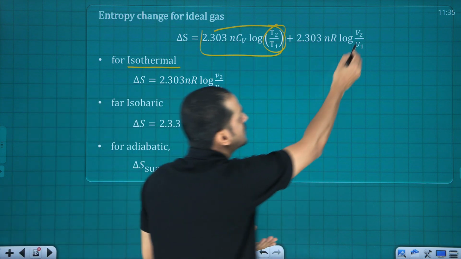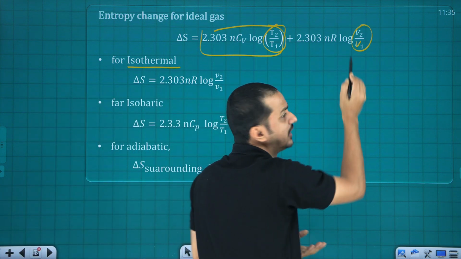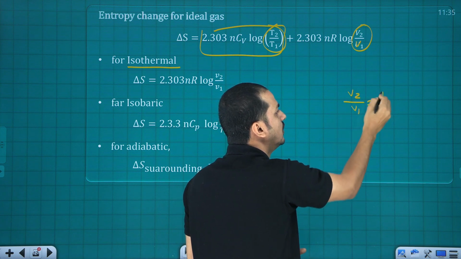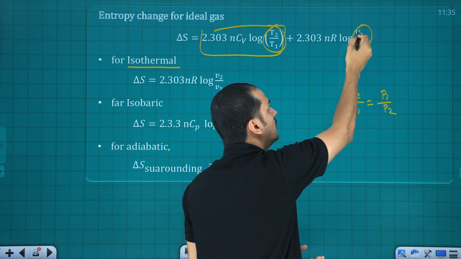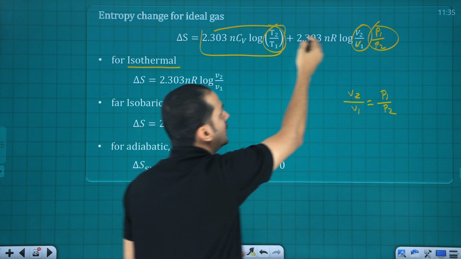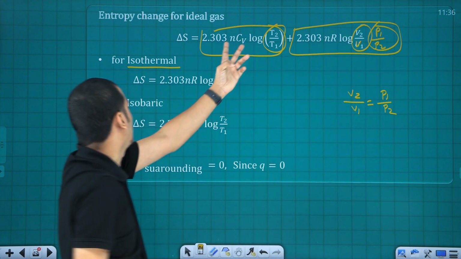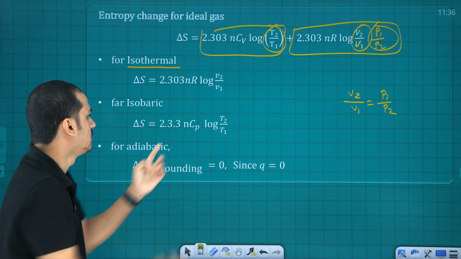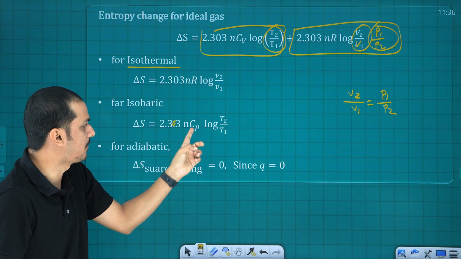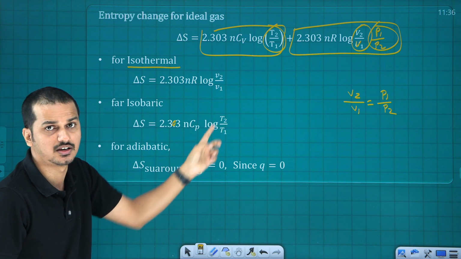Isobaric means, see, here this V2 by V1, instead of that I can write V2 by V1 is nothing but equal to P1 by P2. So instead of V2 by V1, I am writing P1 by P2. That both are equal means only the first term will be there: 2.303 n into, here it is not constant volume but constant pressure, Cp, log T2 by T1. Like that the formula will come.